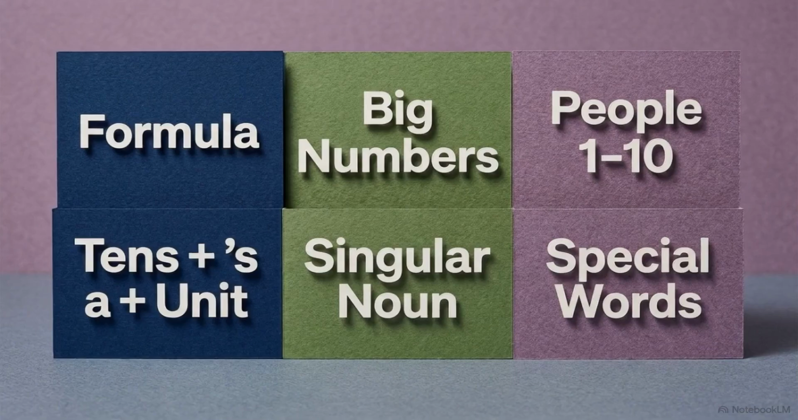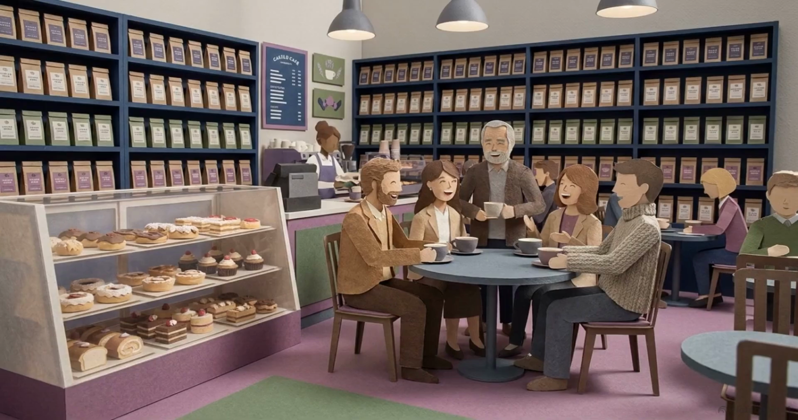Screenshot this summary of our 3 core rules: the assembly formula, the singular noun rule, and the group words for people. Combining these 3 concepts allows you to count almost any quantity you'll encounter in modern conversation.